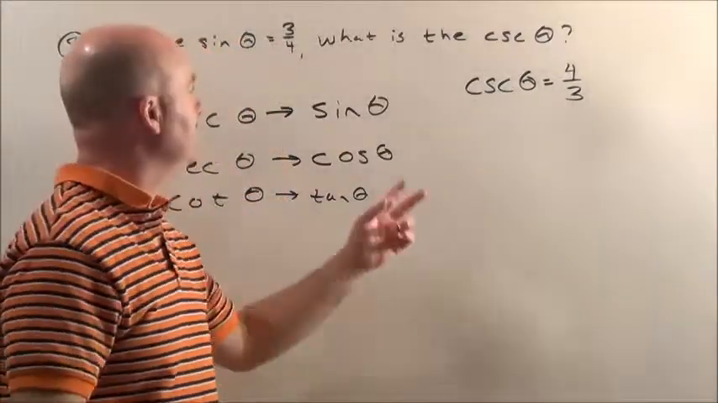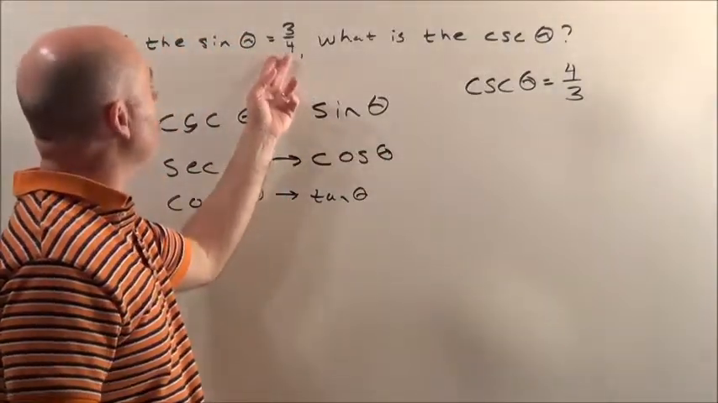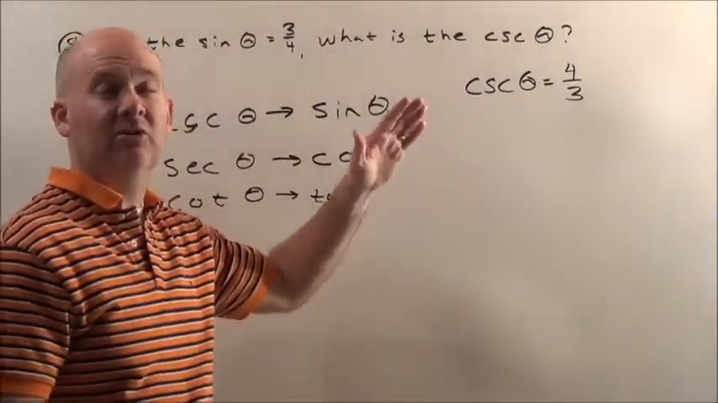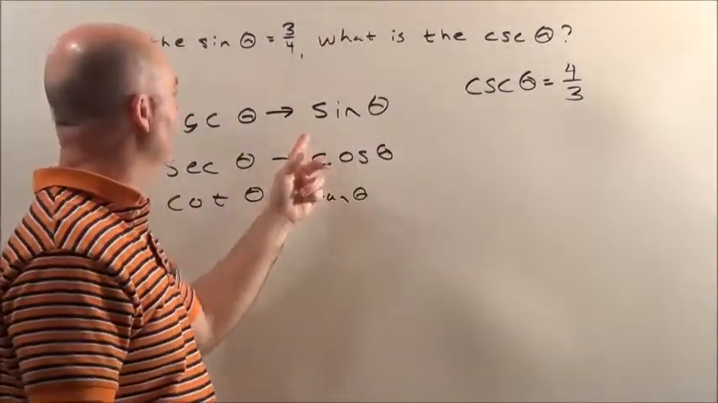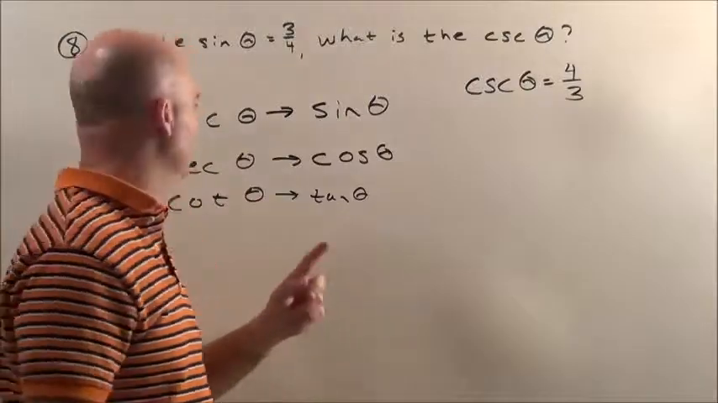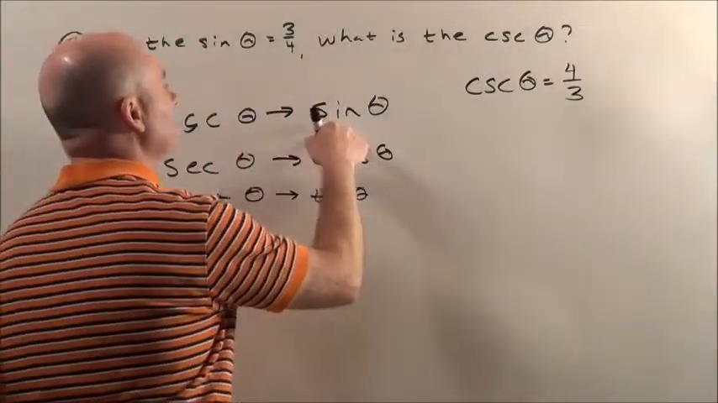Nice and easy. If we didn't have it, we would have to draw the picture of this, get the third leg, and then you could end up figuring out which one you needed. And again, here the cosecant is reciprocal of sine.